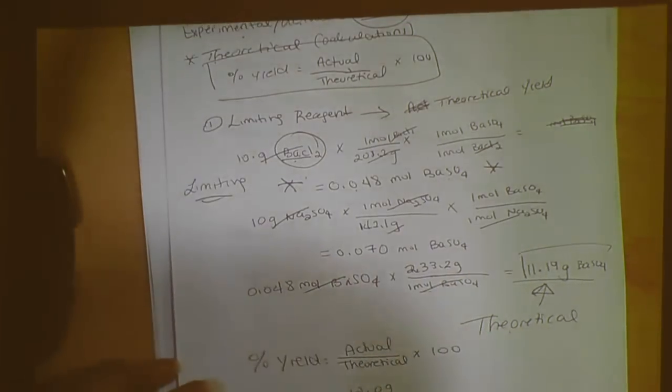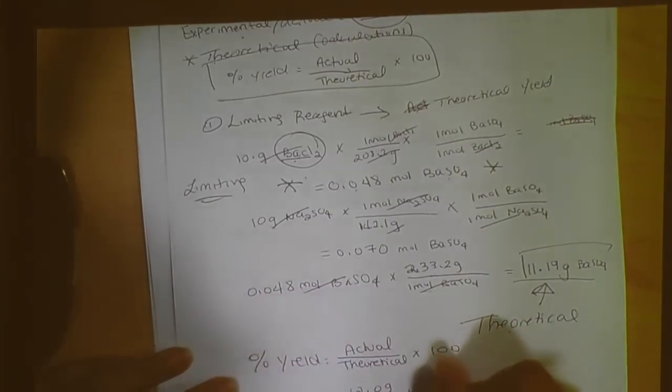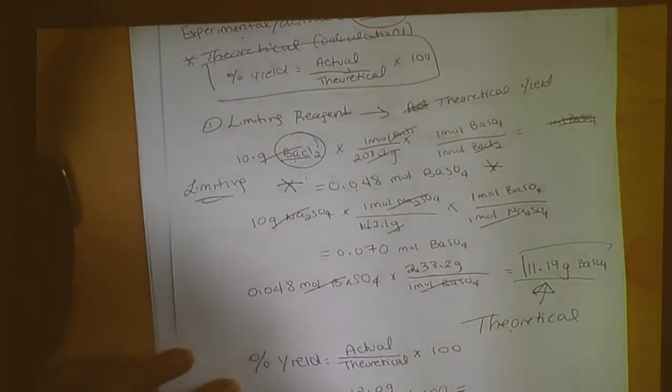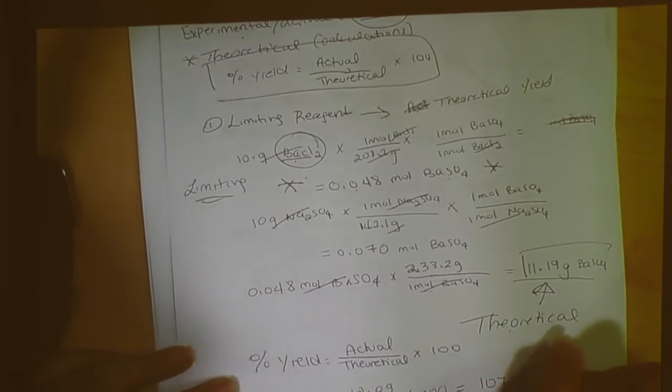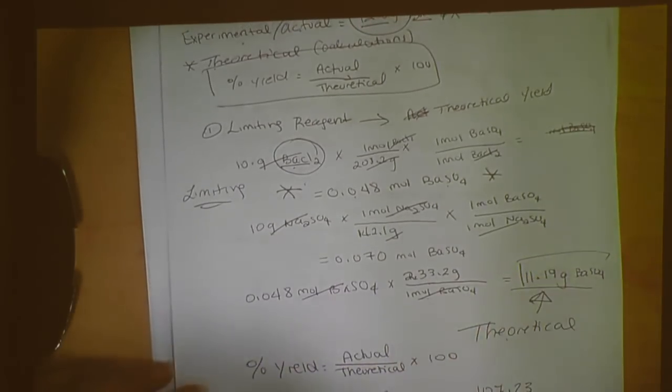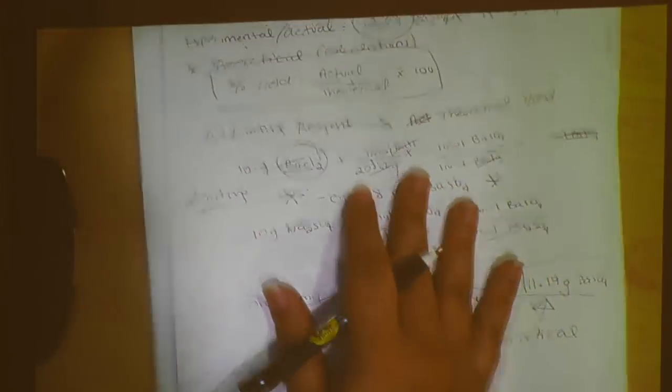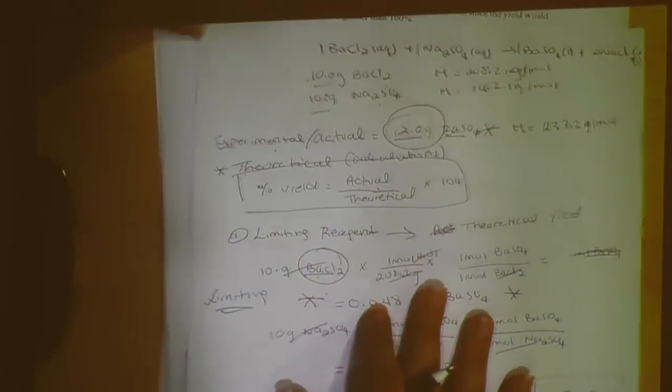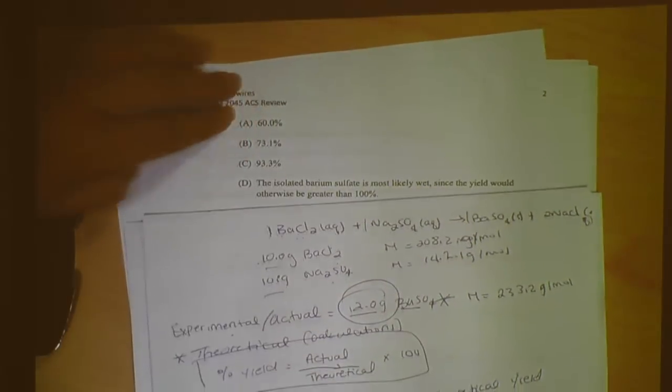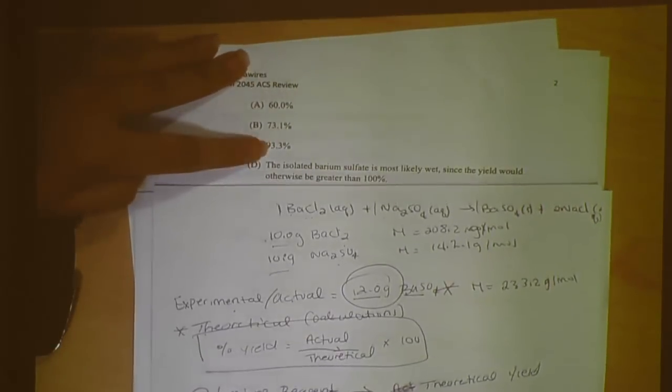So 12 divided by 11.19 times 100 gives you 107.23. And according to my answer choices, I have 60, 73.1, 93.3.